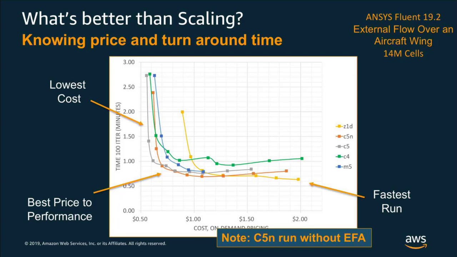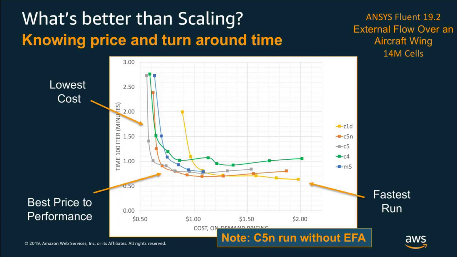Here's an example for the 14 million cell ANSYS Fluent benchmark. Cost is per 100 iterations and is on the horizontal axis. This is the on-demand cost of the run. When run on spot or reserve instance, you can get deep discounts on this price, often paying only 35% of this cost. On the vertical axis is the turnaround time in minutes, again per 100 iterations. This L-shaped curve is typical of applications scaled over a large number of nodes.